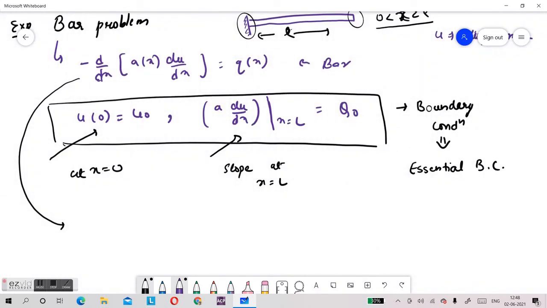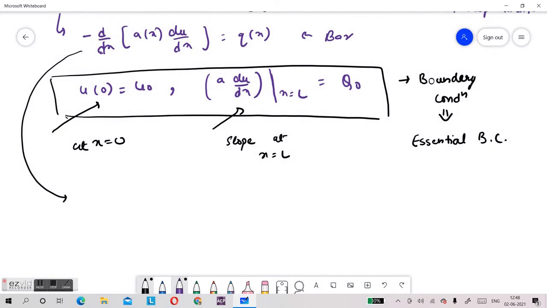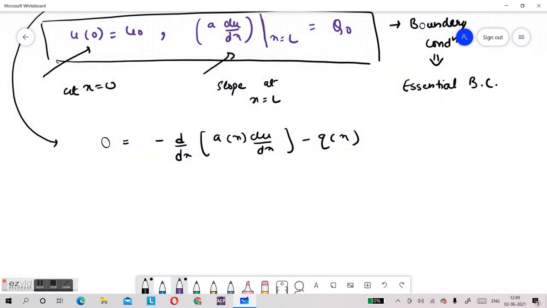Now we will solve it. We shift this q(x) to the other side, so the term becomes 0 equals minus d/dx of (A du/dx) minus q(x). This is what we call the strong formulation.